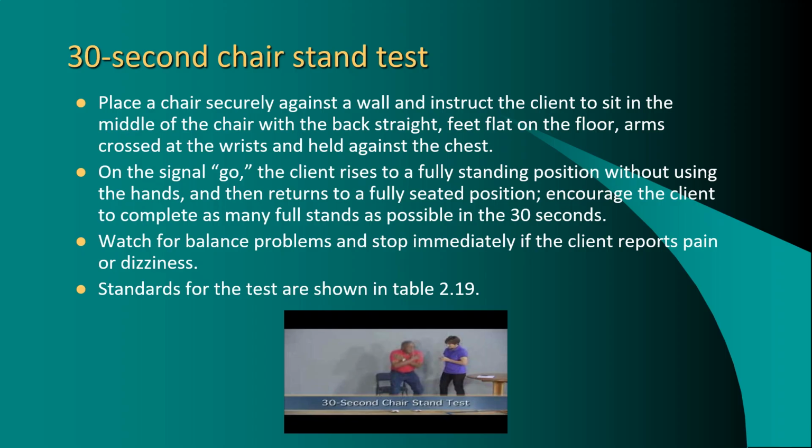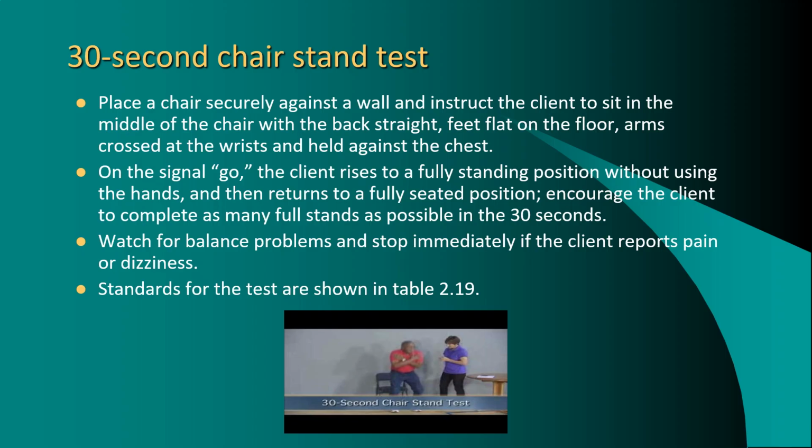So again, you're going to place a chair securely against the wall, and instruct the client to sit in the middle of the chair with the back straight, feet flat on the floor, and then you're not going to have them cross their arms at the wrist. Sometimes this is a limiting factor because they need their hands to be able to push off. So when you tell them to put their hands on their shoulders like this, that's it. So you can modify the test if you need to, but record that.